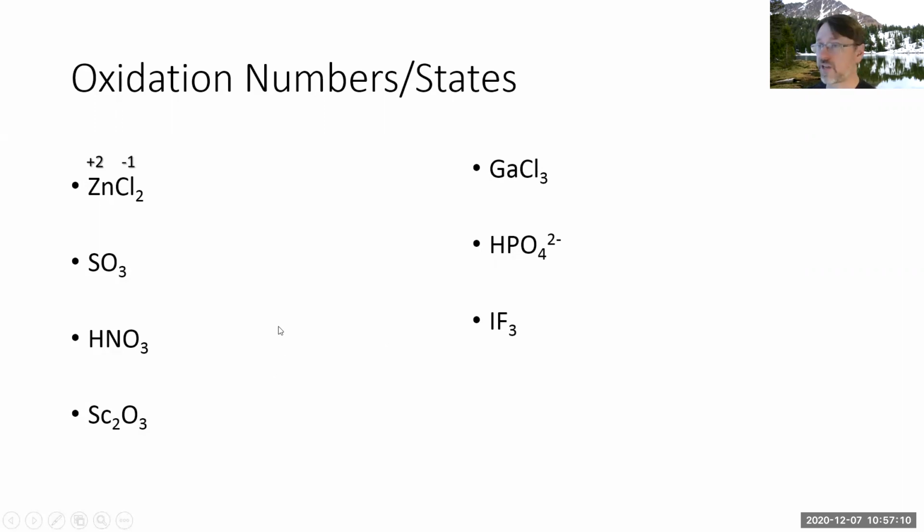So hopefully you can see that each oxygen will be a -2, meaning that all of the oxygens together will be a -6. So the sulfur is going to have to be a +6. Okay. All right, let's look at HNO3, which is nitric acid.